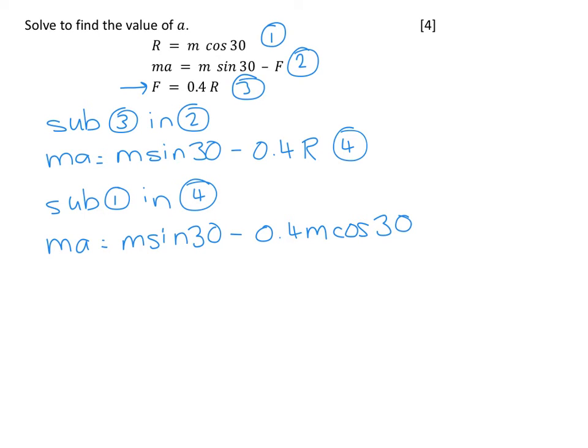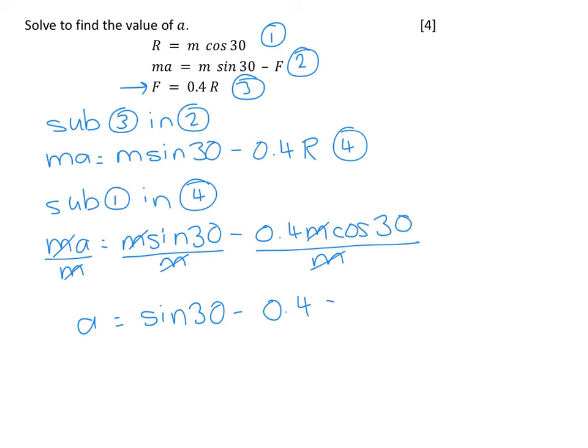But if I look closely, I've got an m in every single term. So, knowing that I have to do the same thing everywhere, I can divide every term by m. So the m will cancel here, here, and here, greatly simplifying our equation. So we're going to have a is equal to sine 30 minus 0.4 cos 30.